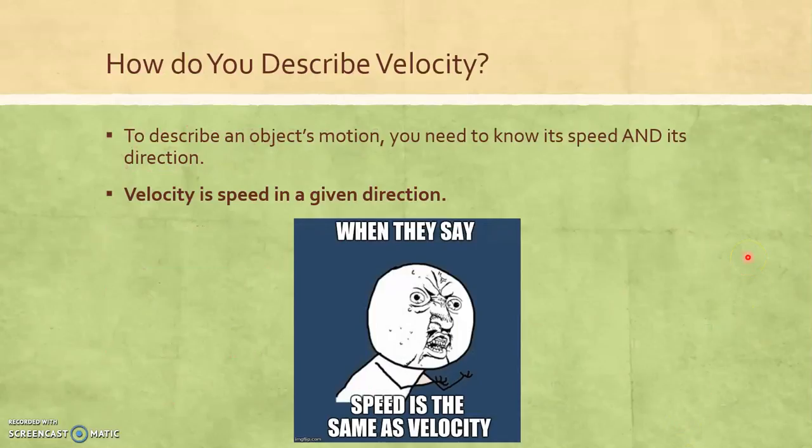So velocity. Velocity is different from speed. So pay close attention to this little angry guy down here. He's mad when people say that speed and velocity are the same thing. It's because they're not. So to describe an object's motion, you need to know its speed and its direction. So velocity is speed and direction, not just speed. So they're different. Don't make this guy angry.